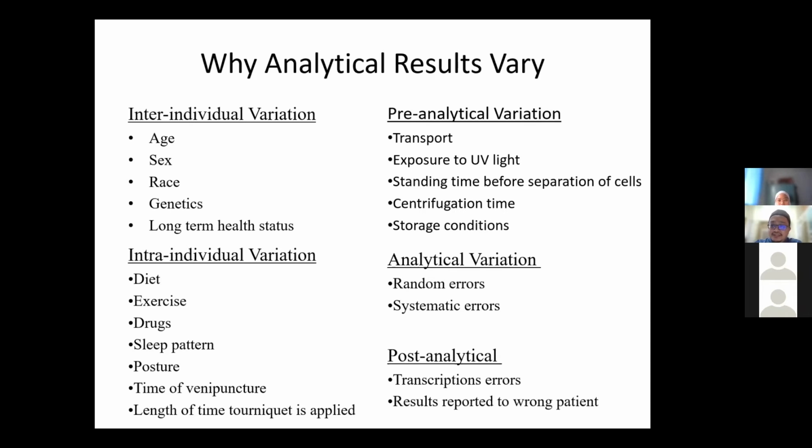We will see that there are variations, and these are due to diet, exercise, drugs that she takes. Do you take drugs? I hope not. And then sleep pattern, posture. You remember when I showed you the picture yesterday, I said that this is a wrong posture. The hand is not supposed to be hanging. And then the time of venipuncture and length of time the tourniquet is applied.